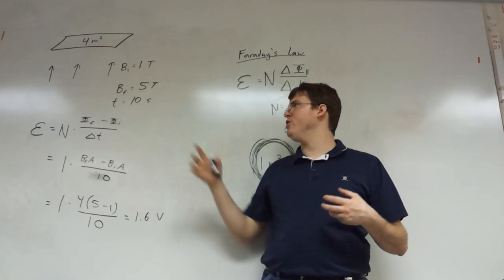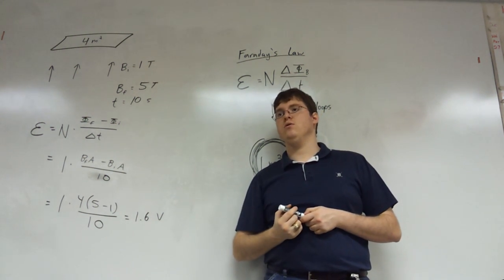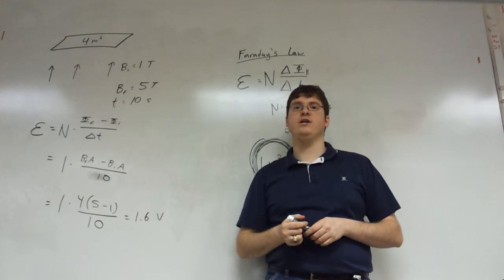So there will be a potential difference in this wire of 1.6 volts. Then, depending on the components attached to that wire or the resistance of the wire itself, you'll get a certain amount of current.